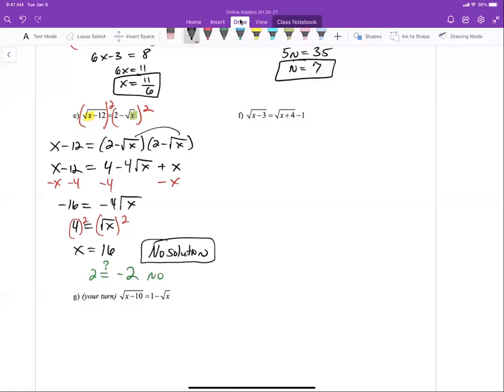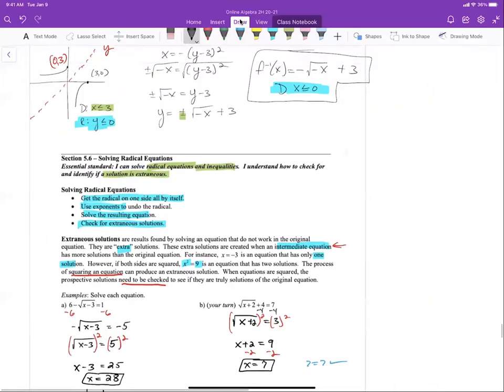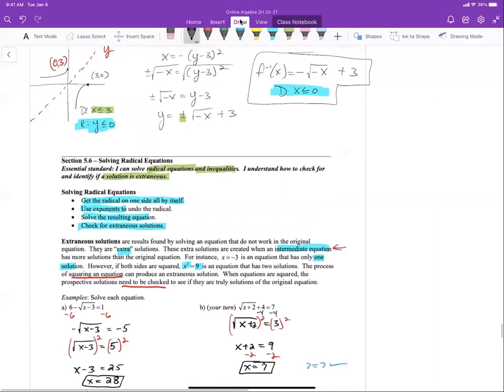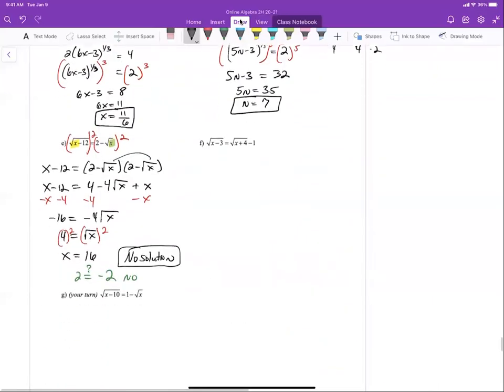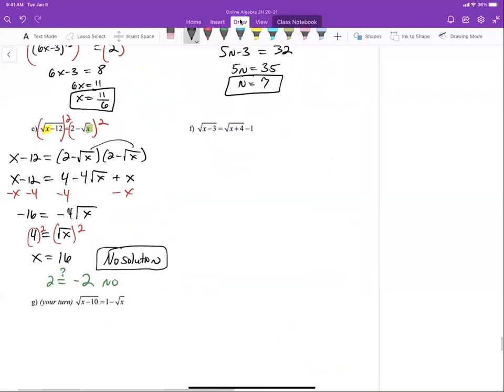All right, F. Again, let's talk about the steps. The steps are get the radical by itself, use exponents to undo the radical, solve, and then check to see if you have a true solution or if it's an extra solution. So what do we need to do? One of the radicals is already isolated. So let's go ahead and square both sides.